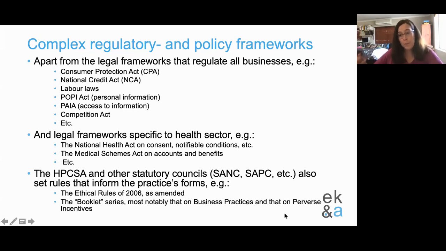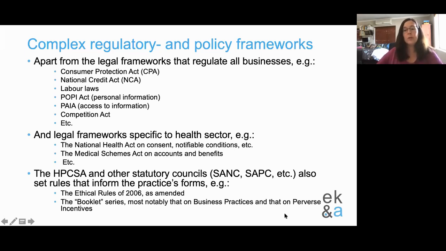So there's business legislation, there is health legislation, and then there's all the statutory councils. So the Health Professions Council is obviously the most important for people that are registered there, but many practices, for example, employ a nurse.